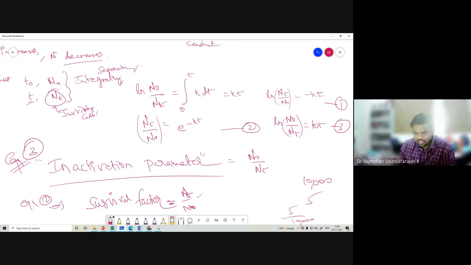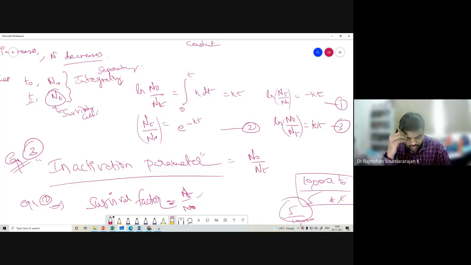Number of cells at any time t, at time t naught. So we can easily calculate the survival rate, the survival factor can be determined. You can easily observe that the inactivation parameter is the inverse of this survival factor, because each is defined by different people. This N naught by Nt is the design criterion which indicates the contamination level of the medium, which is initially present as N naught and needs to be brought to a sterility level of Nt.